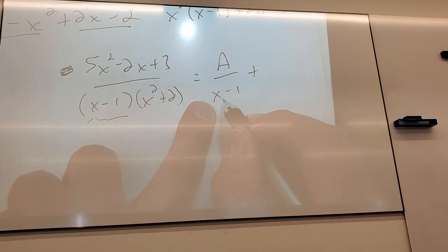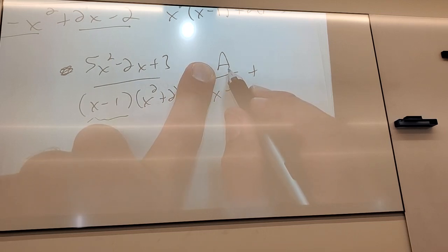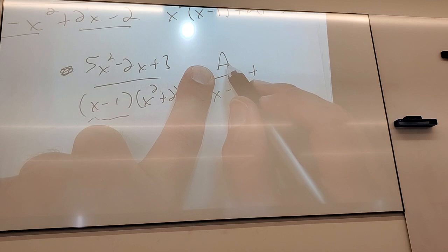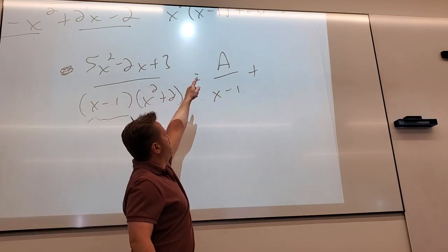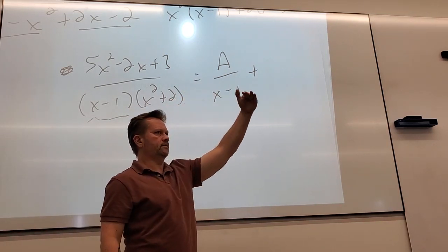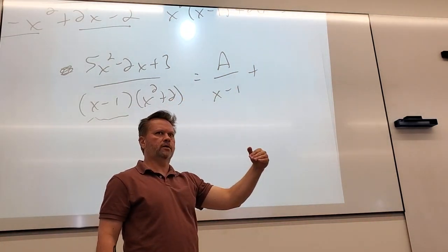How many x's are on the bottom? 1. How many x's are on the top? No x's on the top. So the degree of the top is 1 less than the degree of the bottom. You guys with me? Yeah.